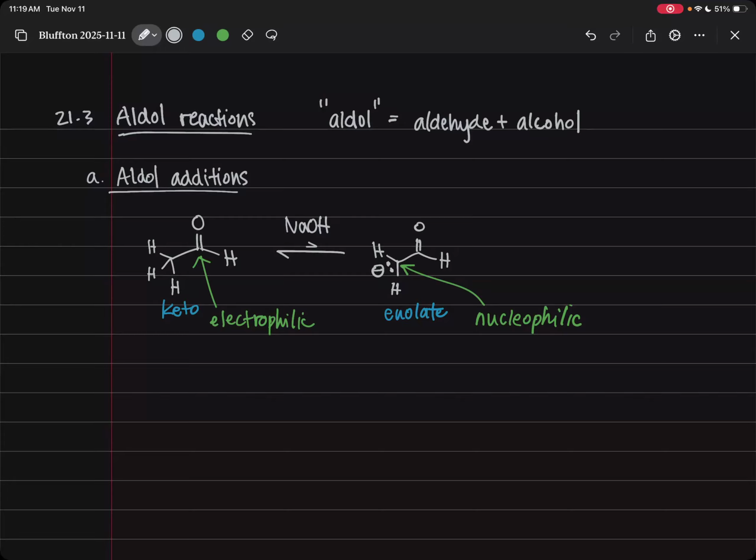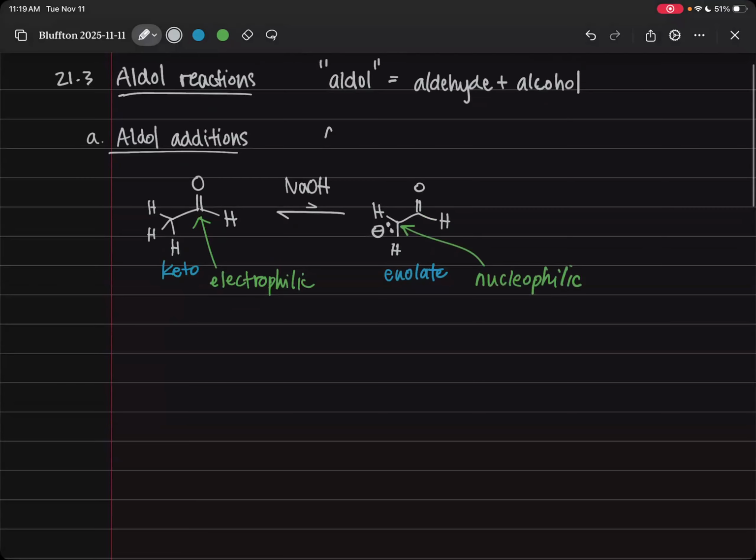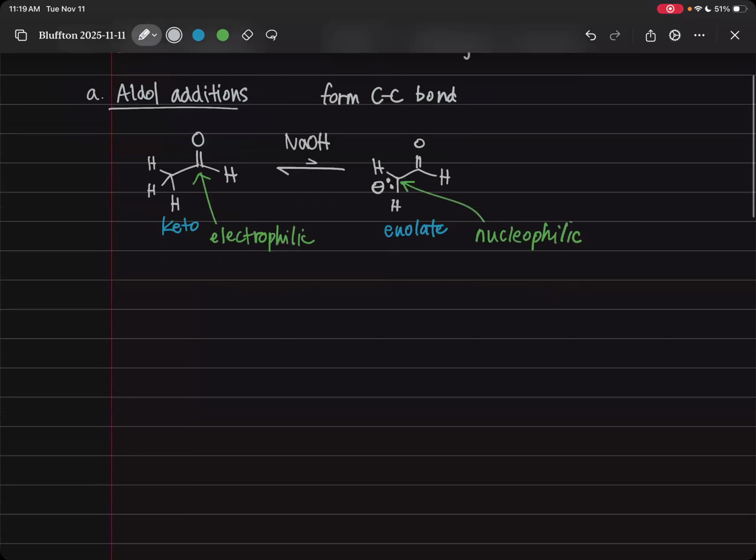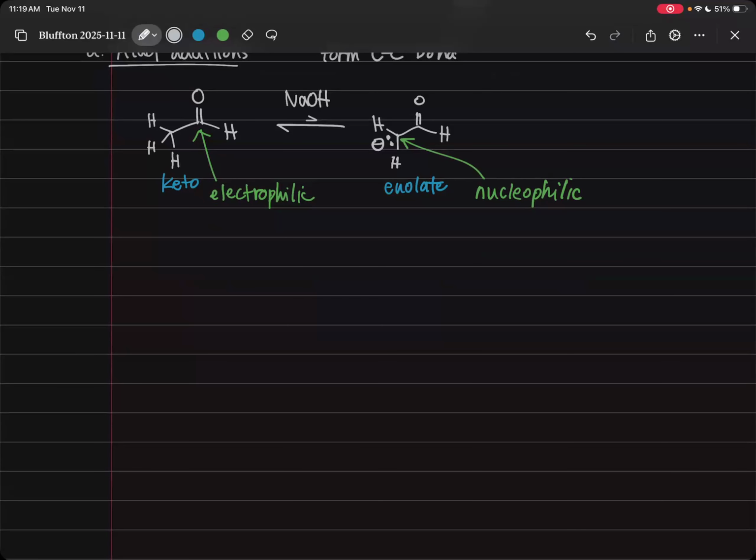So, all right, we're going to form a carbon-carbon bond, because both our nucleophile and electrophile are at a carbon atom. And so essentially what's going to happen is the nucleophile is going to attack the electrophile. That is going to create our carbon-carbon bond. And then there's going to be a protonation step we have to do. But that's kind of the main gist of the aldol addition reaction. So what does that look like?